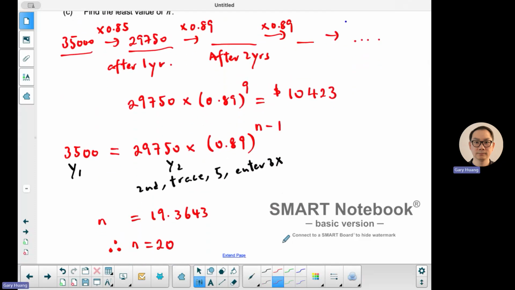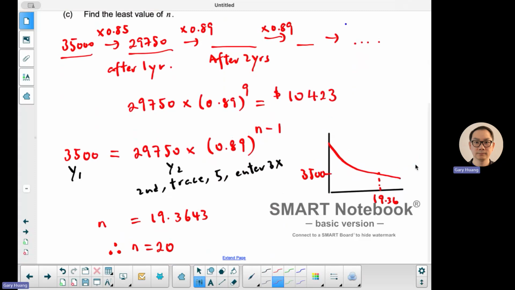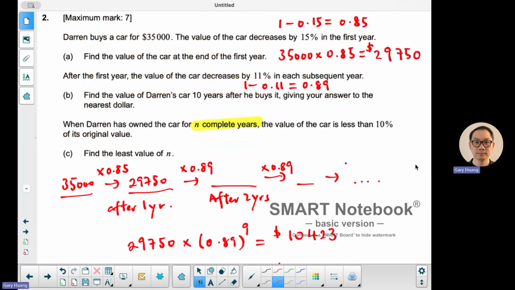Okay, so again, if you want to visualize it, you're going to have an exponential function going downwards. You have your 3,500 here. The point of intersection is 19.36. So it has to be 20 years for it to be below 3,500. Okay, so that's the financial application question number 2 of the paper 2.